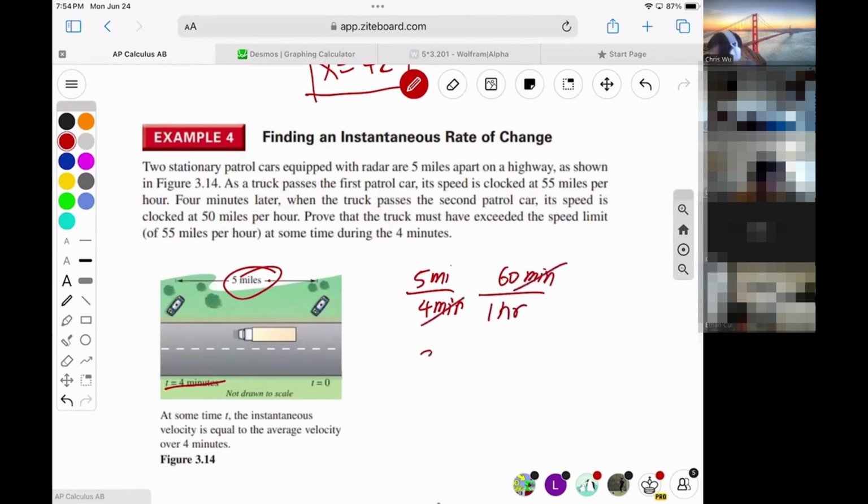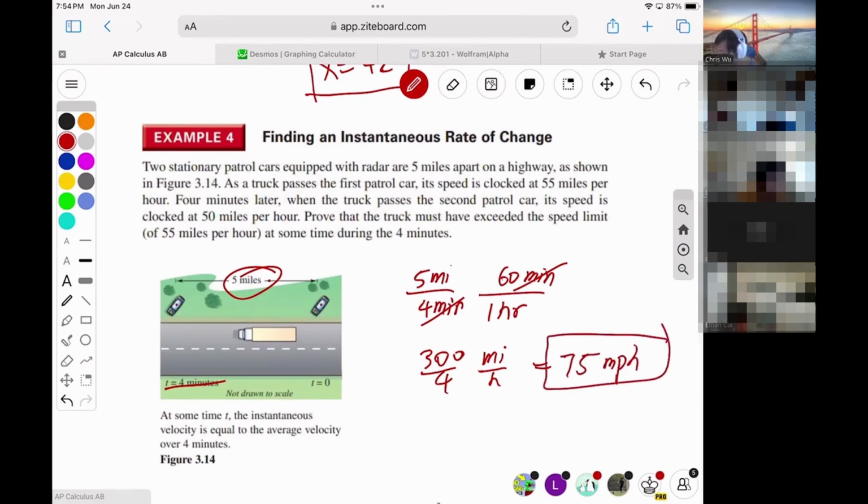So that's 300 divided by 4 miles per hour, which is 75, right? So your average speed between these 2 points is 75 miles per hour. So if your average is that, and your beginning speed and end speed are lower, you're guaranteed by the mean value theorem to have hit that value somewhere in the middle. In fact, you probably far exceeded the 75 in the middle, right? And does that fulfill the criteria?